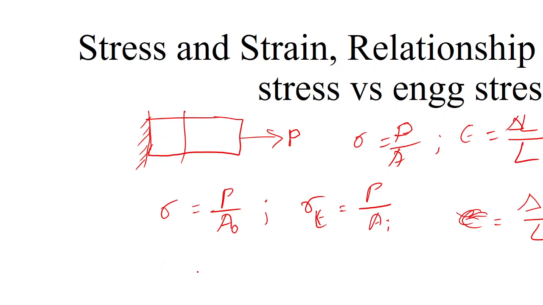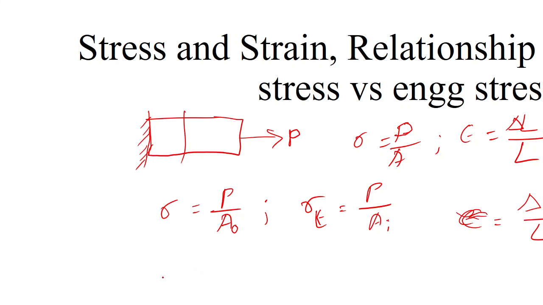So why are we going for true stress or true strain? During metal forming operations, we are actually dealing with plastic deformations. You have heard about this term metal forming, right? Where we work with materials so that we can plastically deform the material to obtain the desired shape. So there, this true stress and true strain concept is very important.